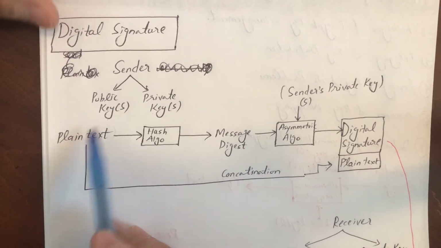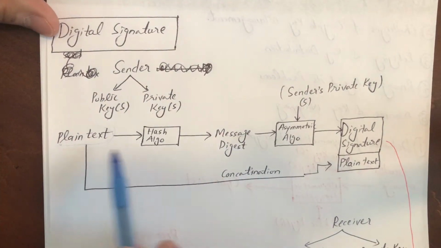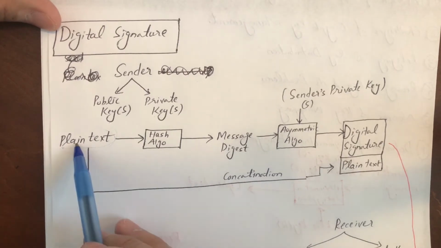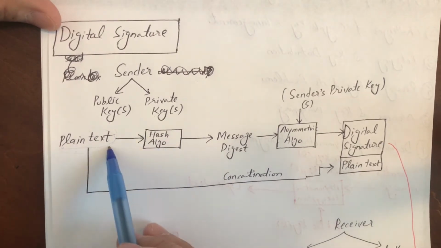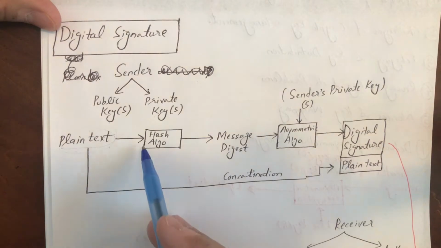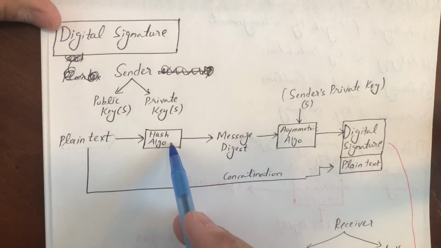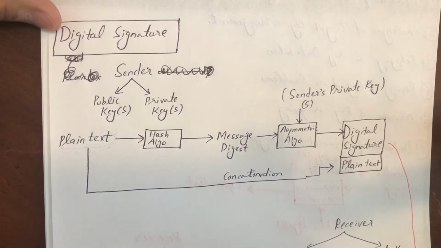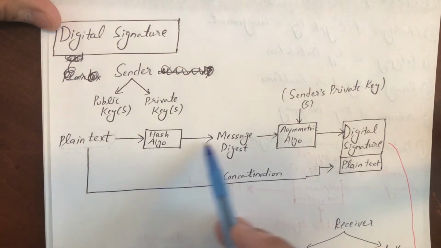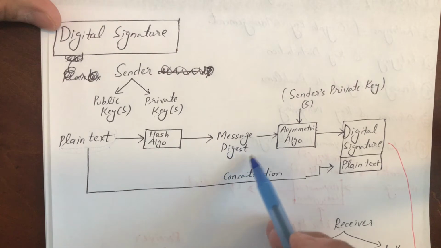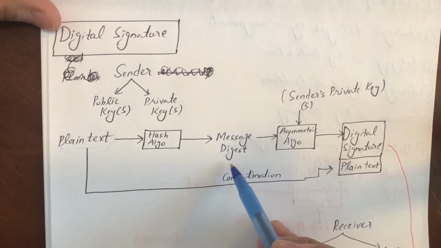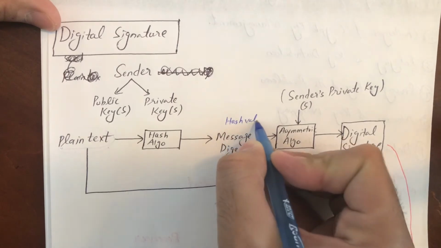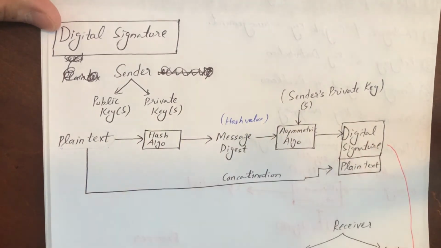So let's say sender wants to send this plain text to receiver with a digital signature. How can a digital signature be calculated? Sender will calculate a hash value of the message. Whatever the message is, sender will pass it through a hash algorithm, MD5, SHA-512, etc., and we will get a hash value. The technical name of hash value is message digest.